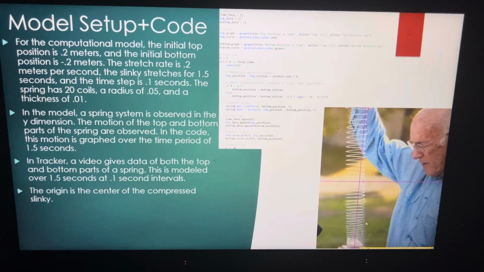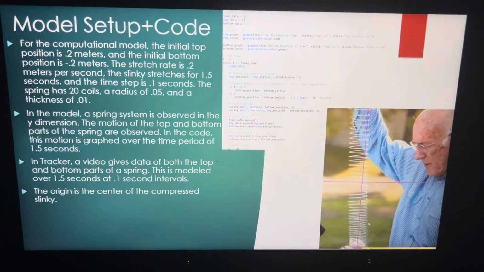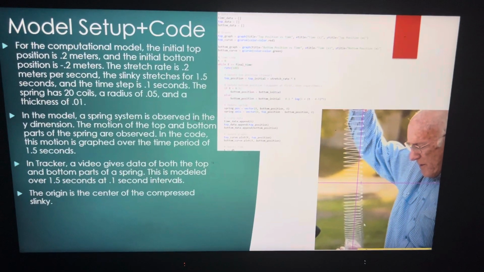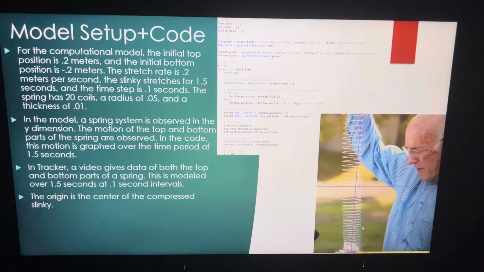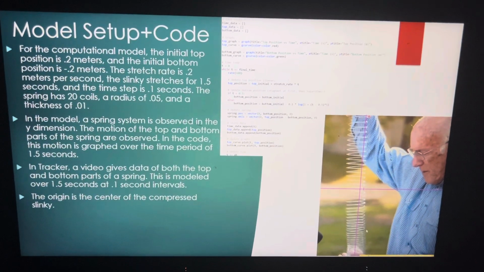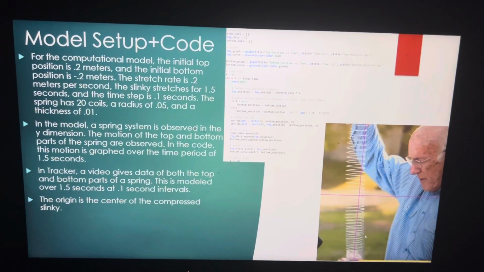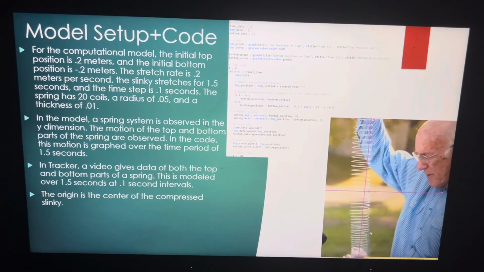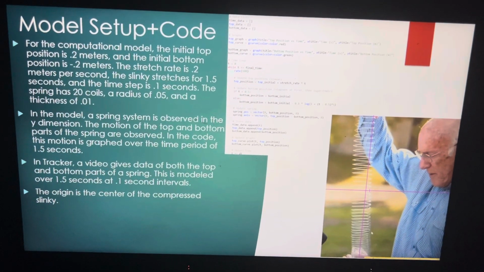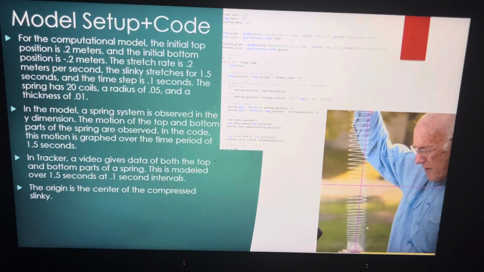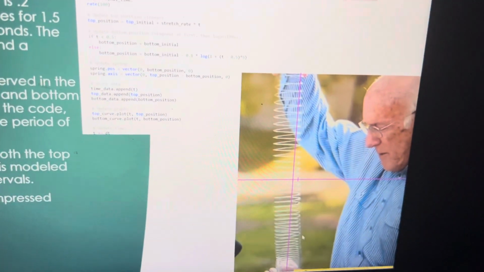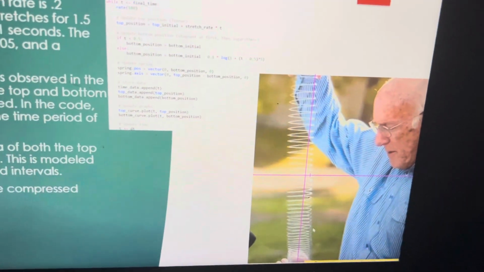In the model, a spring system is observed in only the y dimension. The motion of the top and the bottom parts of the spring are observed. In the code, the motion is graphed over the time period of 1.5 seconds. In Tracker, a video gave data of both the top and the bottom parts of a spring. This is also modeled over 1.5 seconds at 0.1 second intervals. For both the model and the video, the origin is the center of the compressed slinky. This is the relevant code for the model, and this is the slinky that was shown in the video.